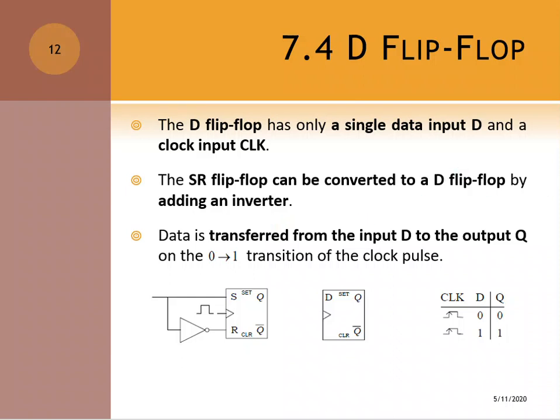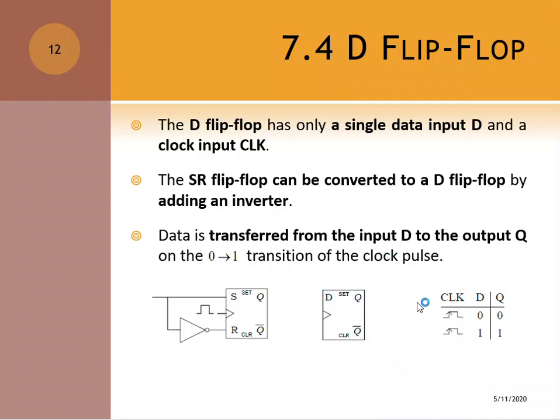D flip-flop. A D flip-flop has only a single data input D and a clock input CLK. The SR flip-flop can be converted to a D flip-flop by adding an inverter. Data is transferred from the input D to the output Q on the 0 to 1 transition of the clock pulse. This is the block diagram of the D flip-flop.